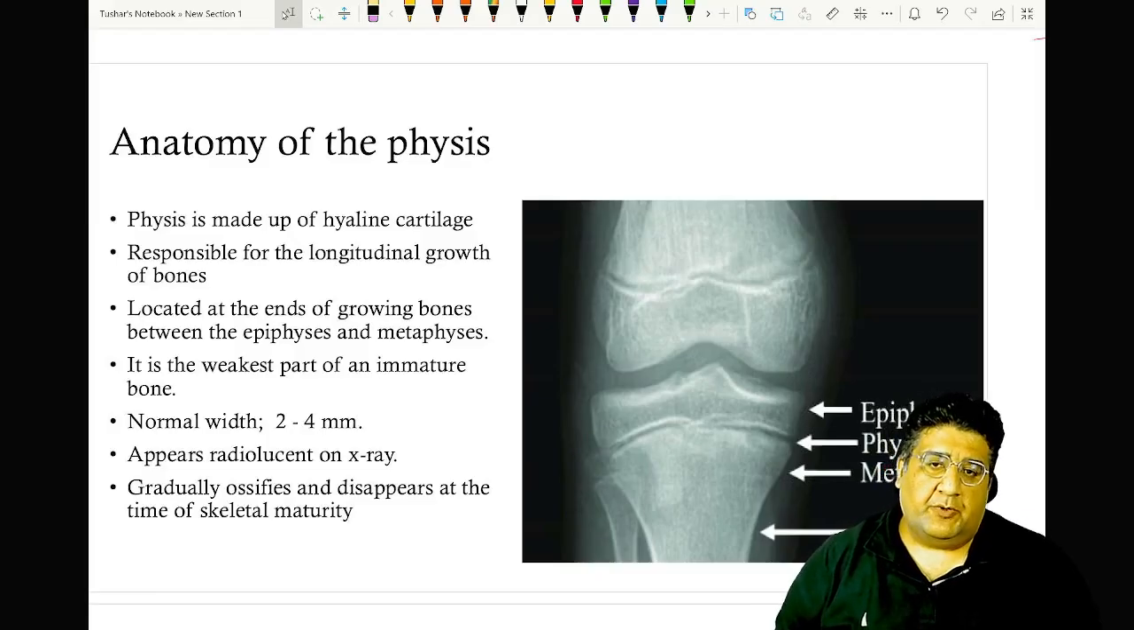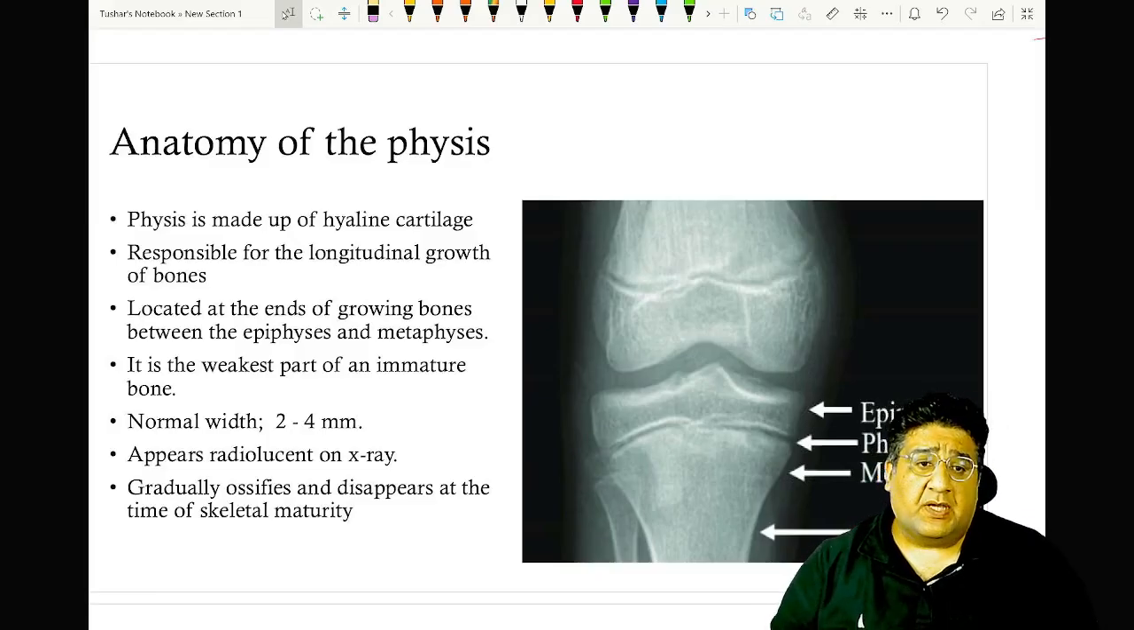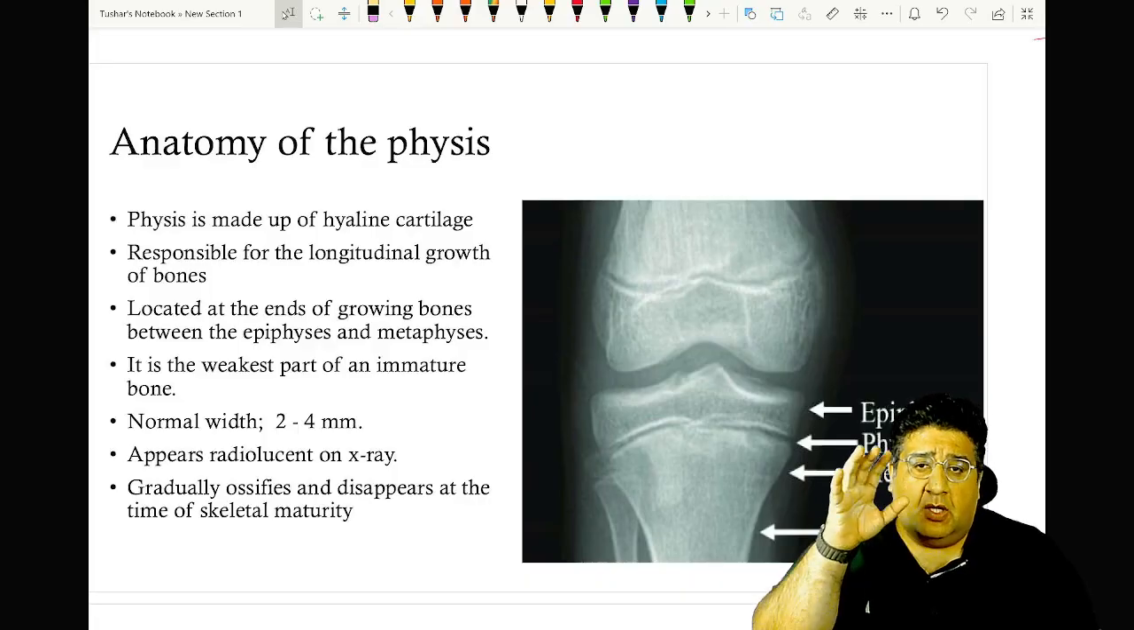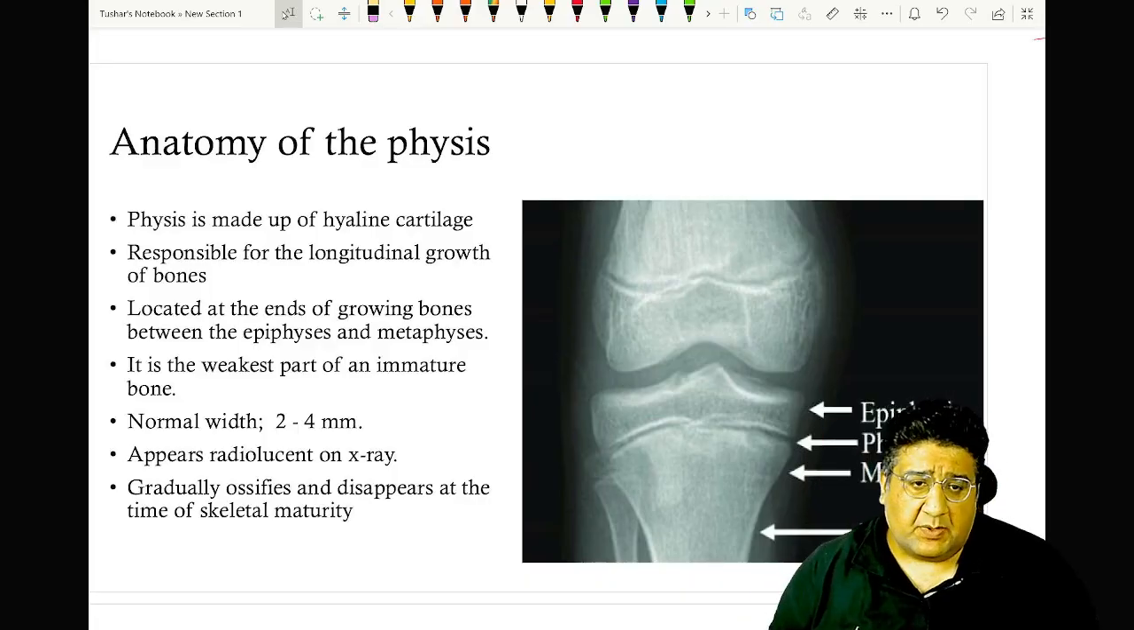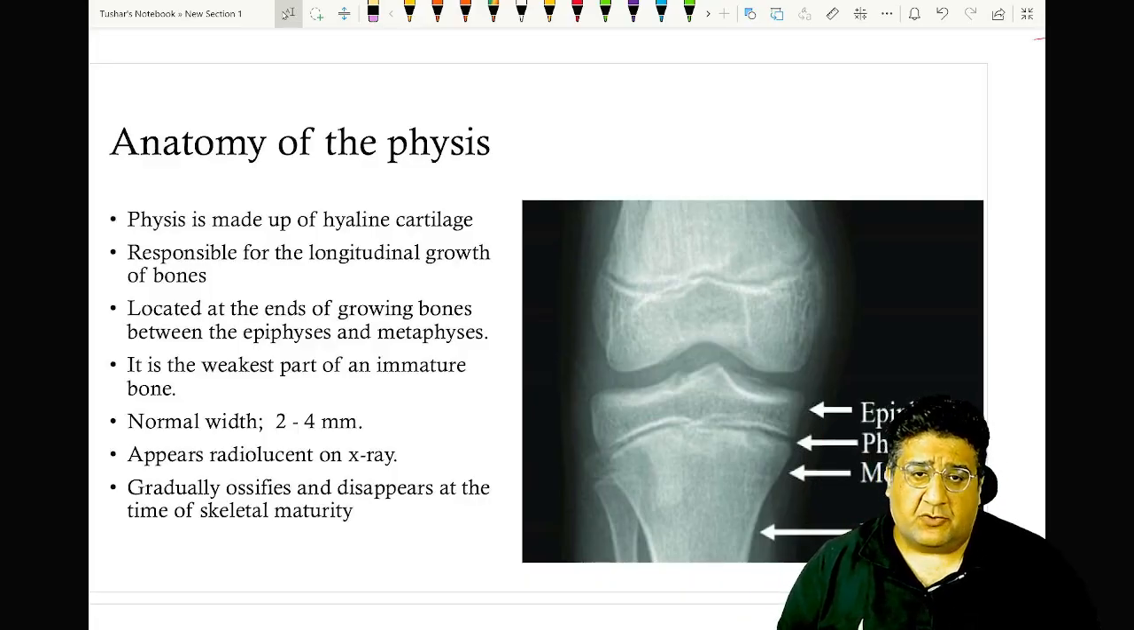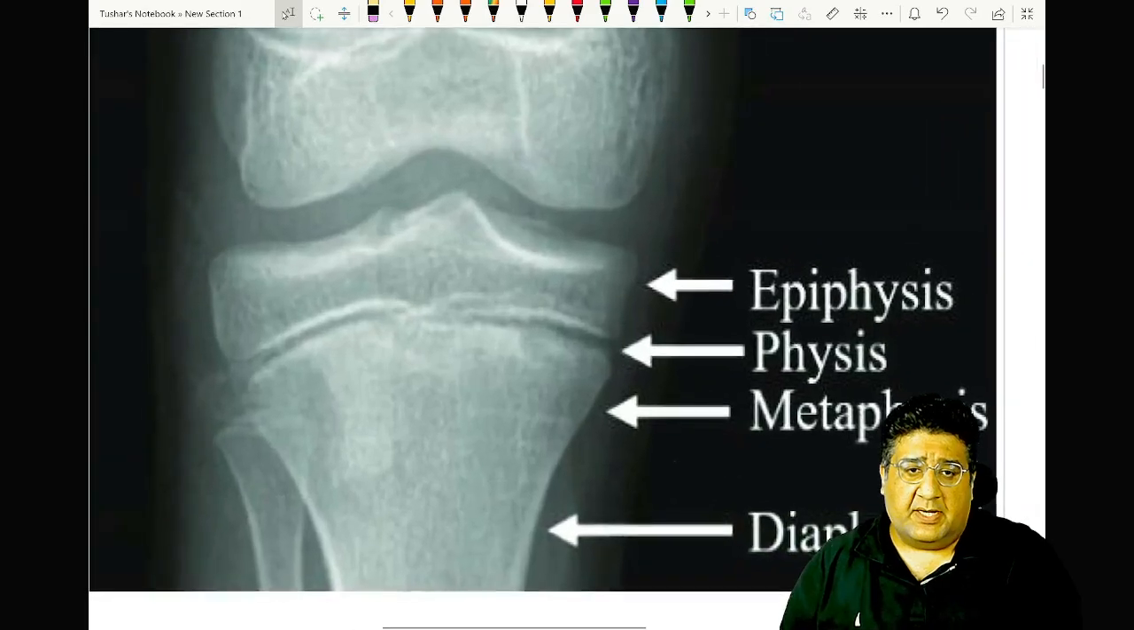Well, today we are going to discuss a very important topic, physis, growth plate. Not only will we be talking about its anatomy, but we'll also be talking about physeal trauma. First of all, let's begin with anatomy.